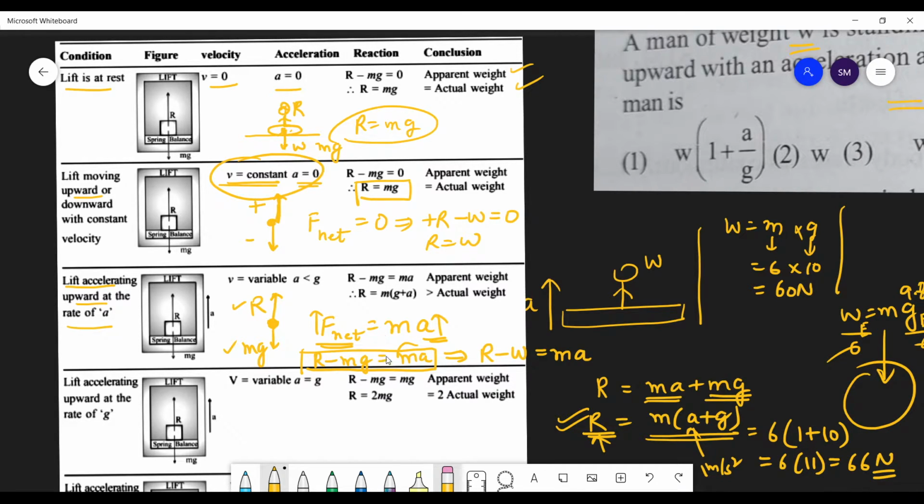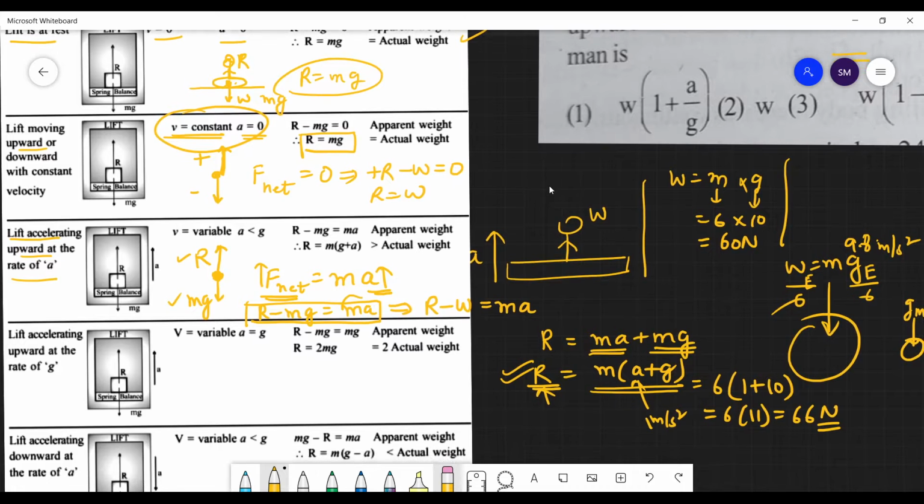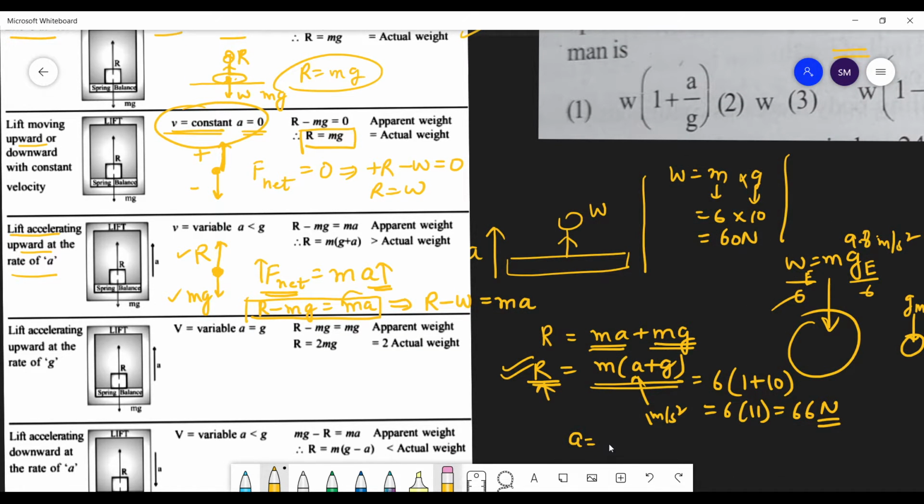Suppose if this lift is moving upward with acceleration 2 meter per second square, students, what will be your apparent weight? If A is equals to 2 meter per second square, lift is moving up with 2 meter per second square, 72. Yes. So the weighing machine will show your weight 72 Newton. So your apparent weight will be 72 Newton.